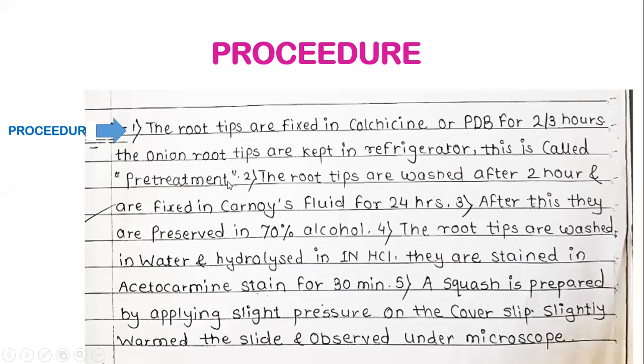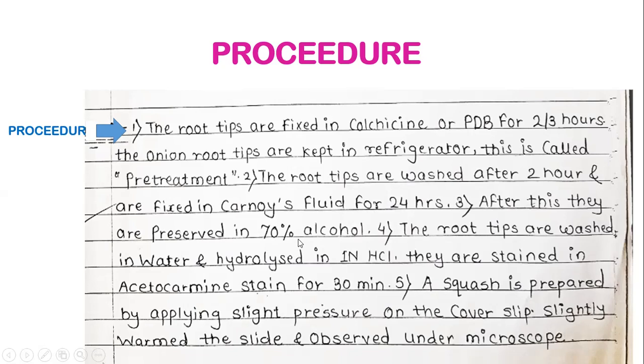After that, they are removed and washed in water. Root tips are removed after 3 hours. They are washed in water and they are fixed in another fluid which is called as Carnoy's fluid. Now, this step can be avoided because already the colchicine or PDB have fixed the onion root tips. You can follow this procedure. Carnoy's fluid is a fluid that fixes the stage as it is for 24 hours. After 24 hours, the root tips are removed and they are preserved in a bottle containing 70% alcohol. This bottle is kept in refrigerator.